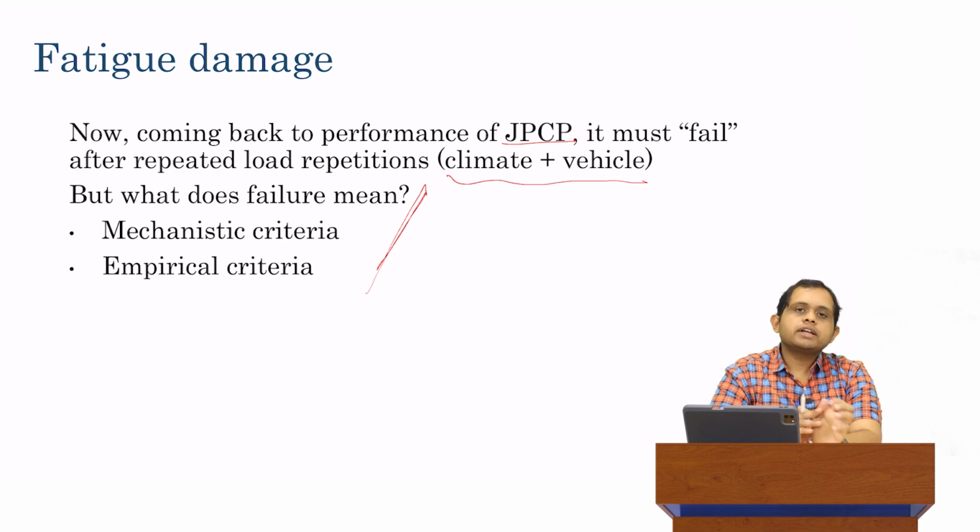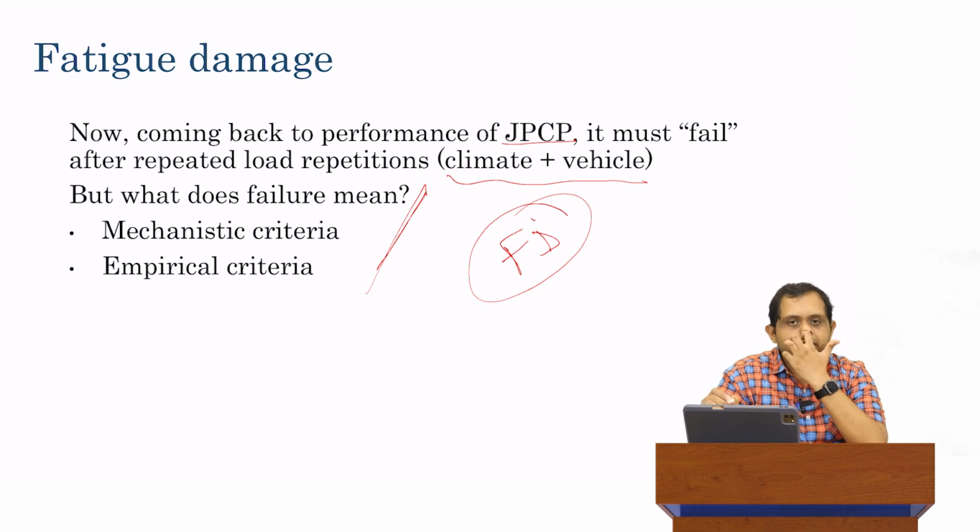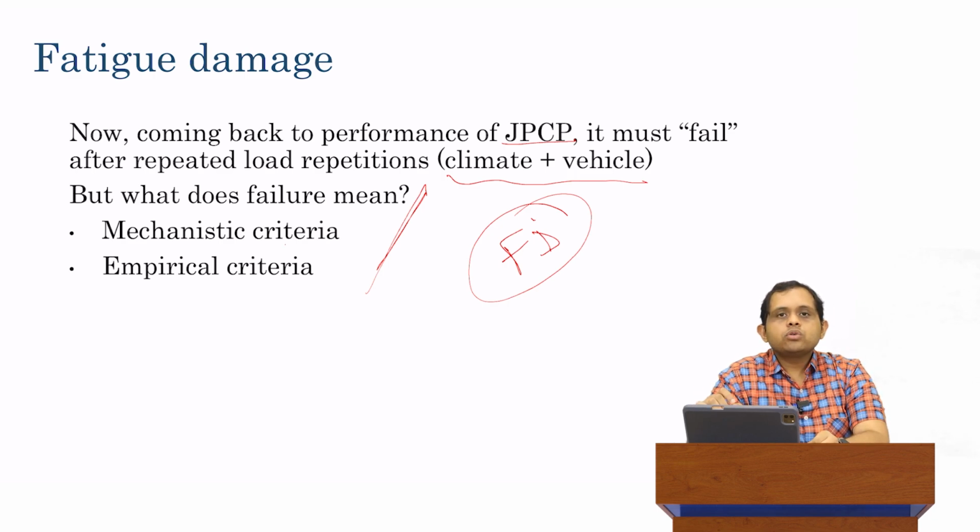It's well and good that now we know how to calculate stresses. We know how to calculate the allowable number of repetitions for that stress ratio. And depending on the traffic, we can calculate the fatigue damage FD. But up to the point that we're able to calculate the fatigue damage, what does it mean that the material or the pavement has failed? There are basically two criteria for failure: mechanistic criteria and empirical criteria. Mechanistic criteria I'll talk about today. The empirical criteria we'll talk about in the next lecture when we talk about transfer functions.